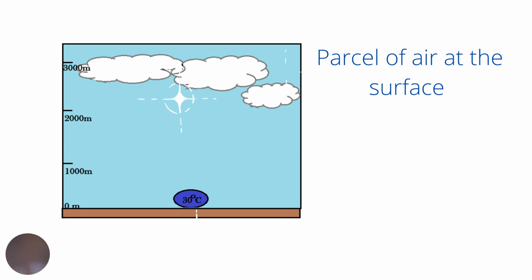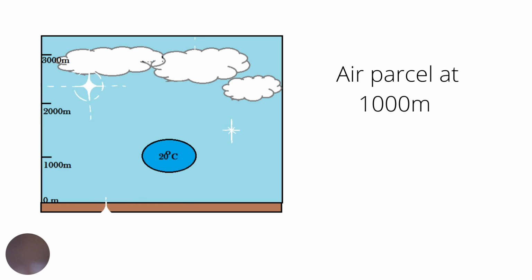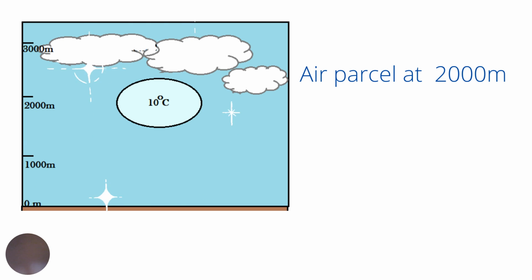So this is a parcel of air at 0 meters. Notice it is smaller and the temperature is 30 degrees Celsius. When it reaches 1,000 meters, it expands, but not only does it expand, the temperature decreases. So it's now 20 degrees Celsius. When the air rises further until it reaches 2,000 meters, it expands even more and more energy is used up. So the temperature decreases even further to the point where now it is 10 degrees Celsius.